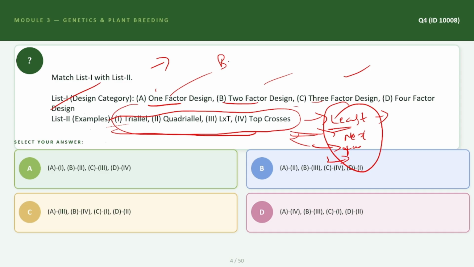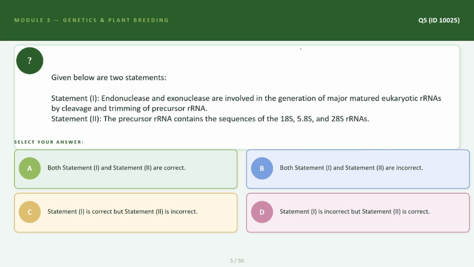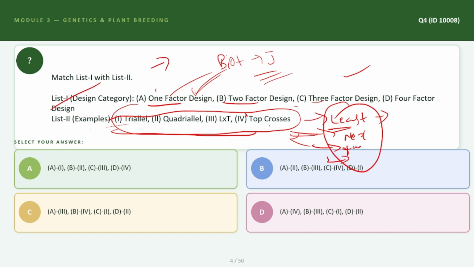If you are reading Biometrical Techniques by J.R. Sharma, you have a clear table in that book, and you can easily get it. Then, if you take a top cross, it will give information only about GCA.